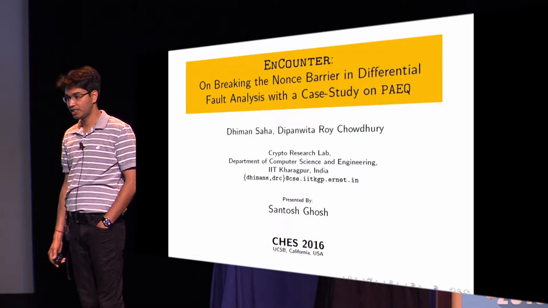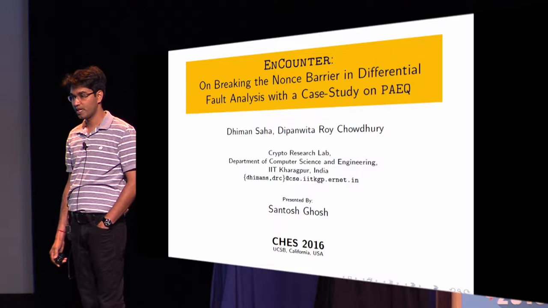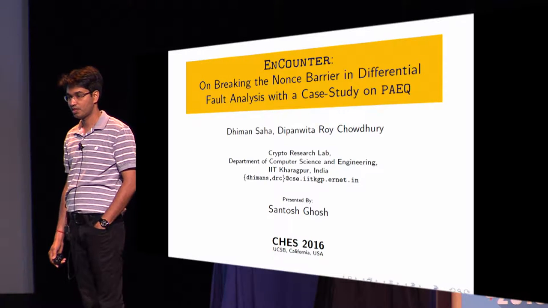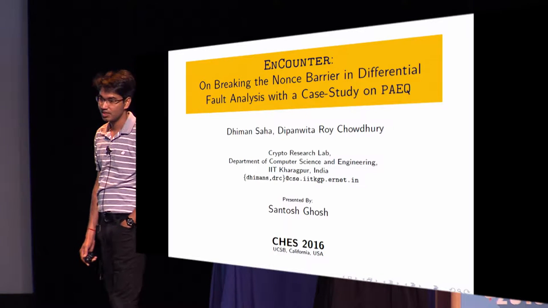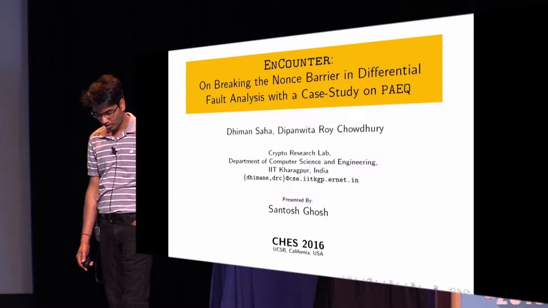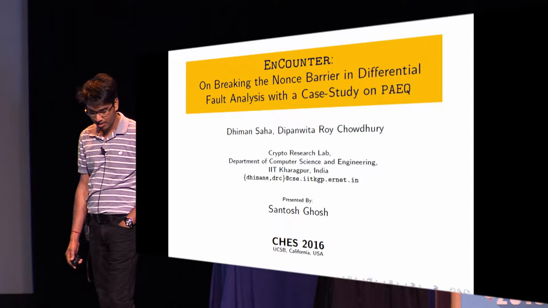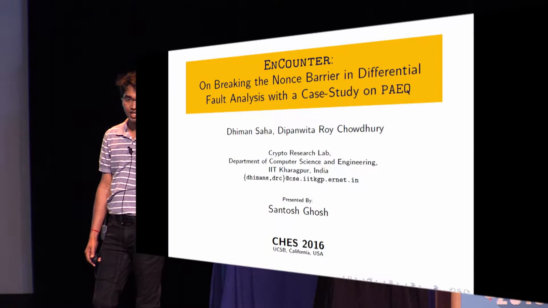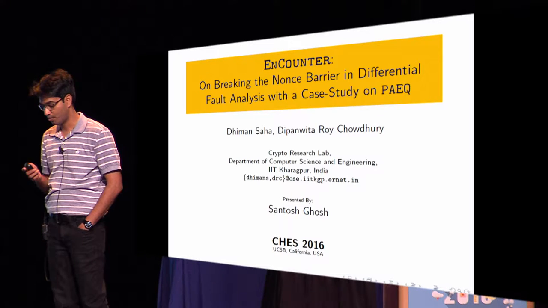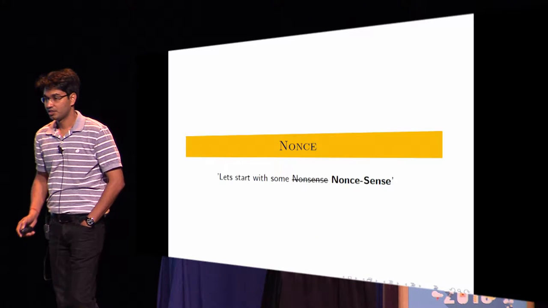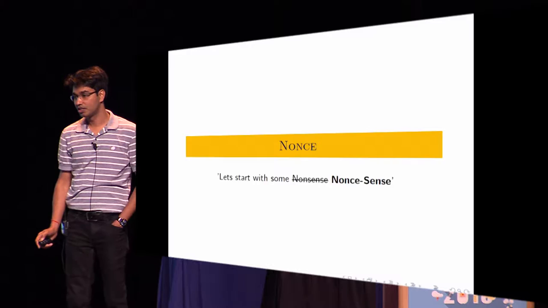Mostly, I would say the paper is based on two keywords from cryptography: nonce and fault analysis. So they're trying to go out from the nonce barrier and introduce the fault attack when nonce becomes a countermeasure in the fault attacks. That's the overall thing. So let's start with the nonce.